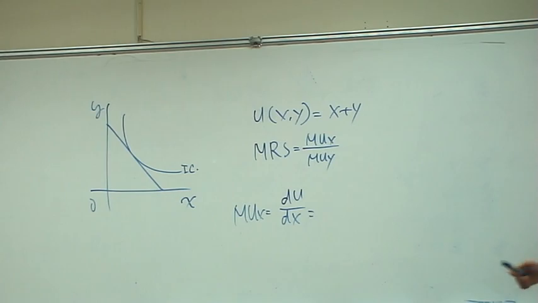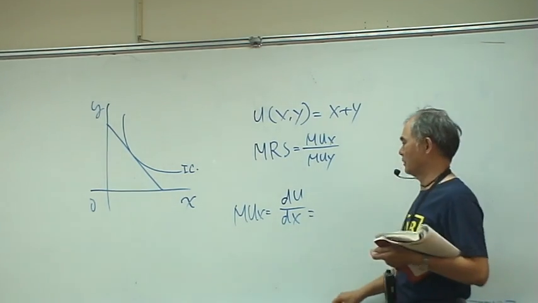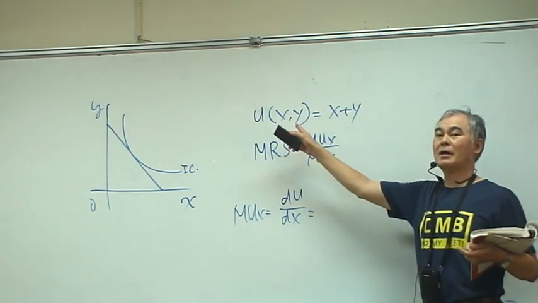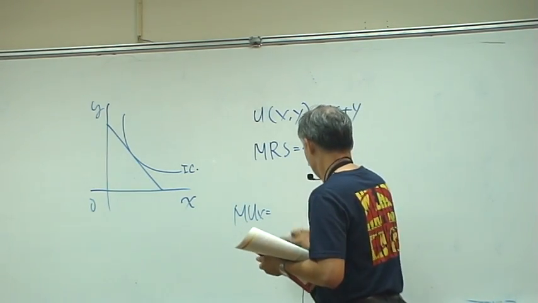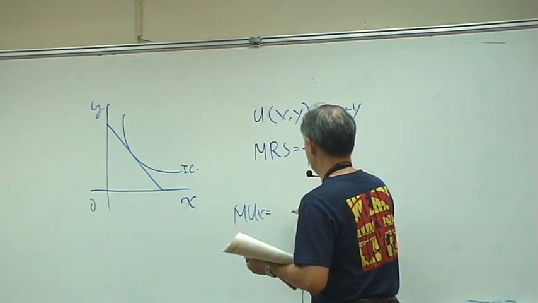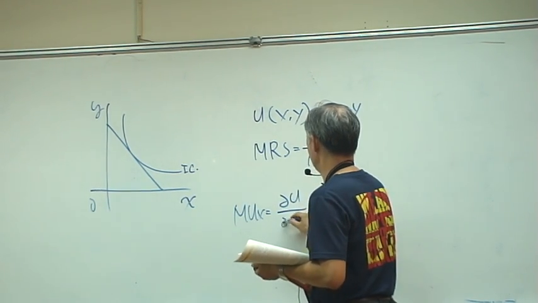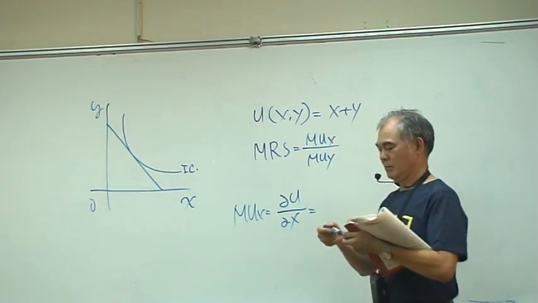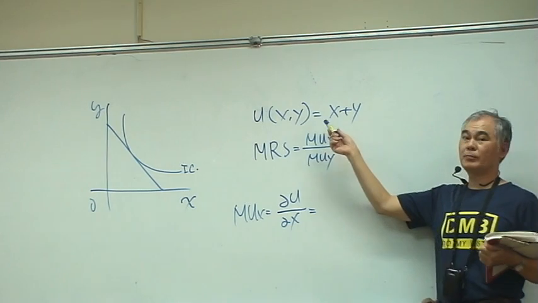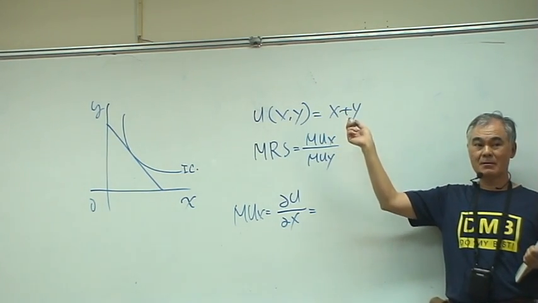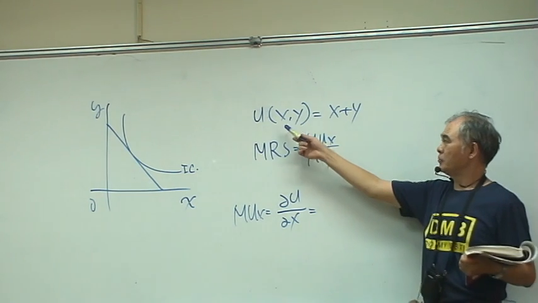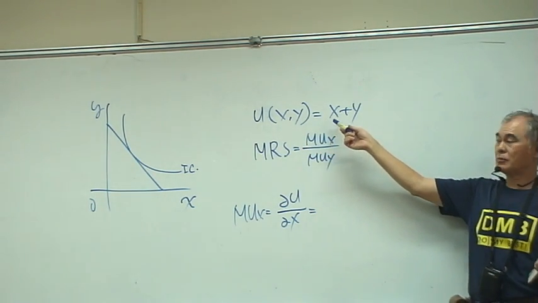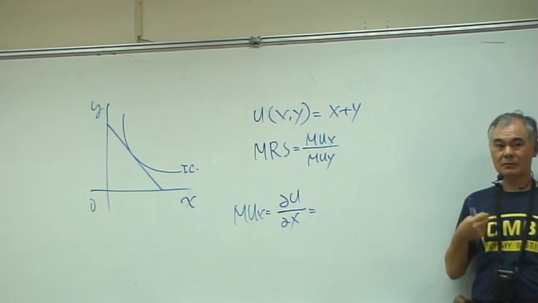To be more precise, what should I do? Because we have x and y, we use the partial derivative. So it is partial u over partial x, because at this time we have two variables, one is x, one is y. So if you differentiate this with respect to x, what do you get?